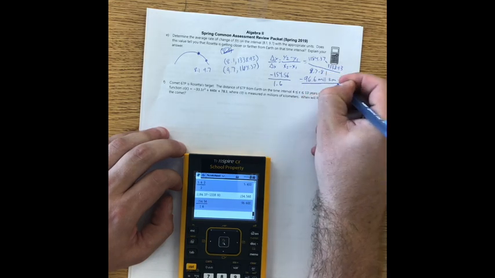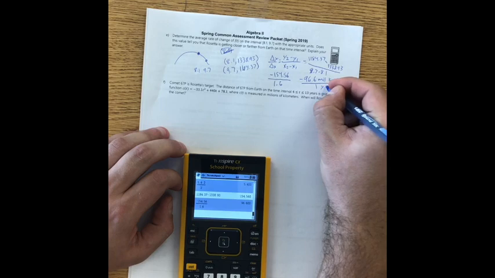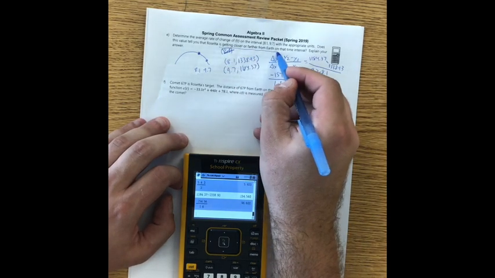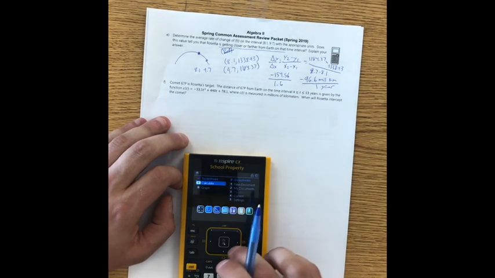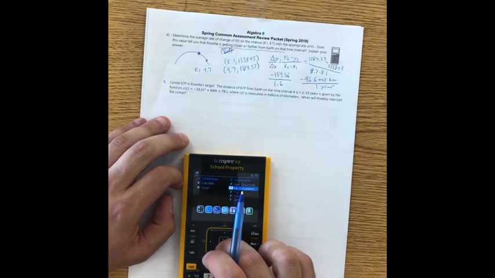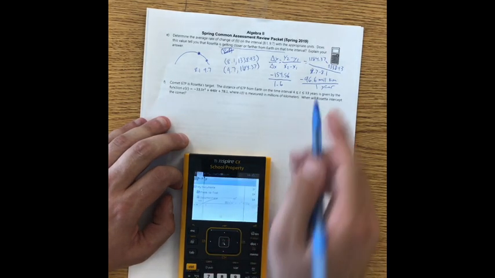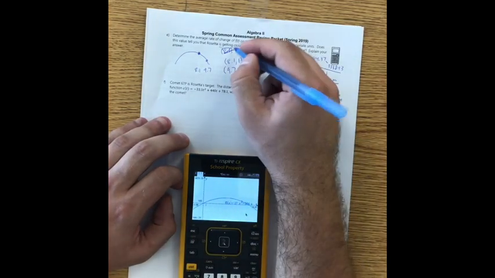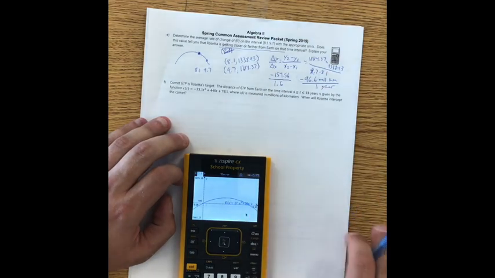kilometers per 1 year. What does this mean? Are we getting closer or farther away? We are getting closer. How do I know we're getting closer? Because our distance away from Earth is getting negative, or that means it's getting smaller. So you would also write that the Rosetta is getting closer.